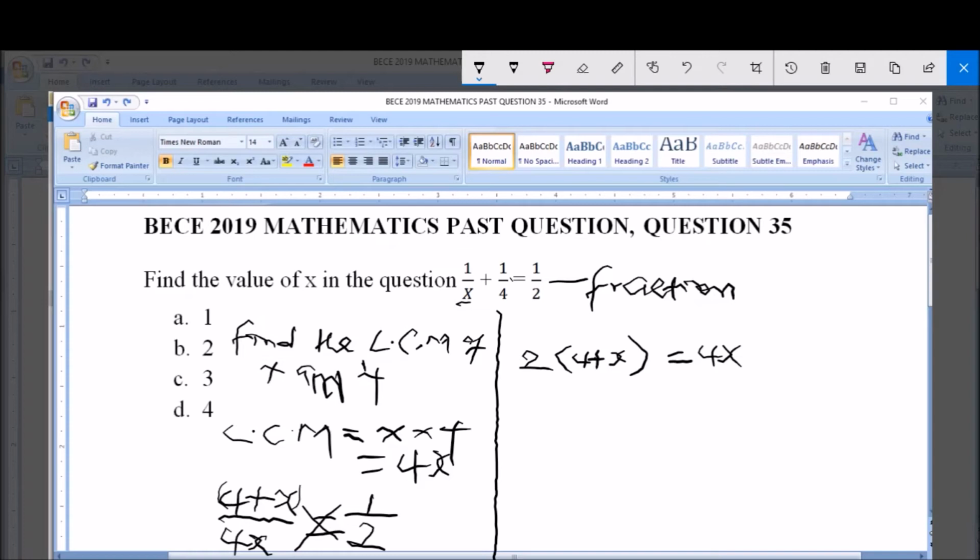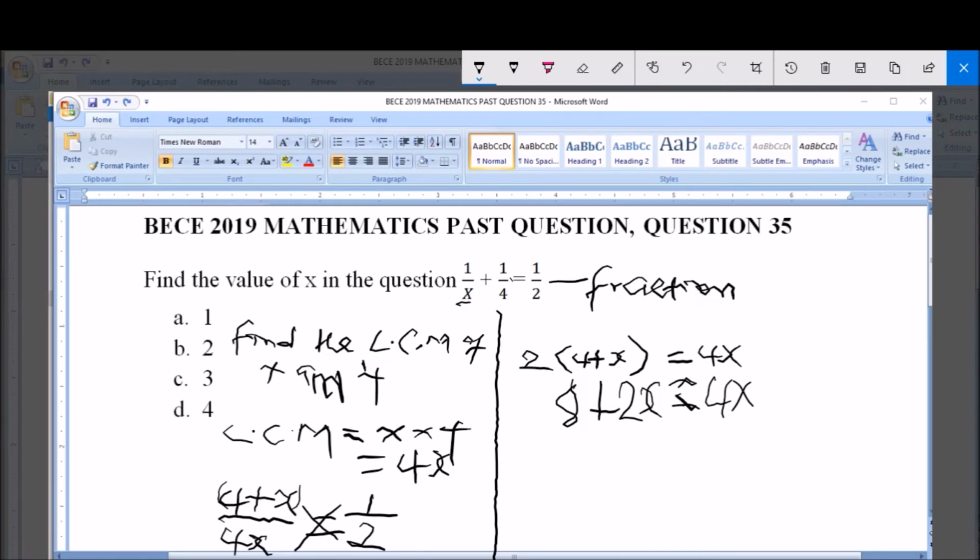By opening this bracket, we multiply each content of the bracket by 2, because 2 open bracket 4 plus x is the same thing as 2 multiplied by the entire content of the bracket. So 2 times 4 will give us 8, plus 2 times x will give us 2x. And this is equal to 4x. So we have 8 plus 2x is equal to 4x.